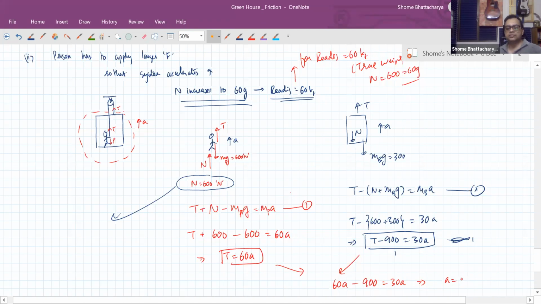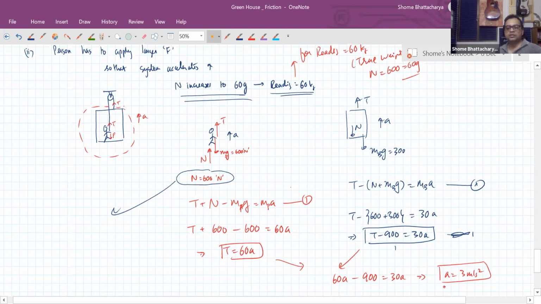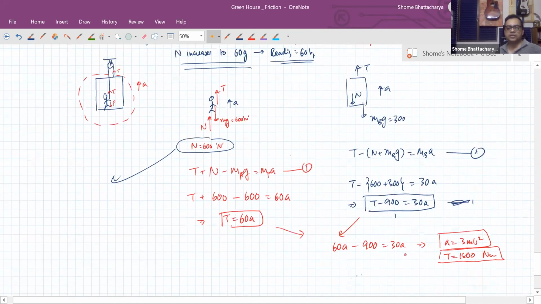So that's how much now? 3 meters per second square. So we should get acceleration as a positive quantity, and put that back over here. The tension should become 1800 newtons. So you'll have to apply a force which is as much as 3 times his weight to generate that kind of acceleration for the whole system, not just himself, but he's pulling the box also up with himself. So the force that he's applying will have to be 1800 newtons for N to be equal to 600 newtons.